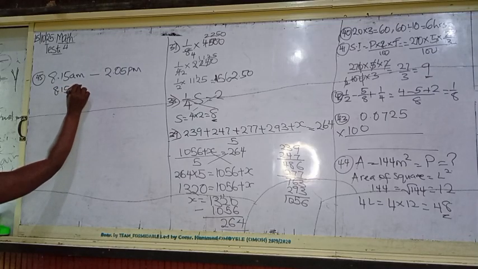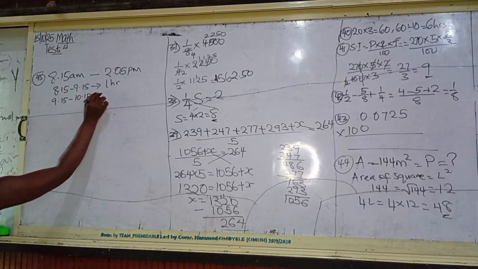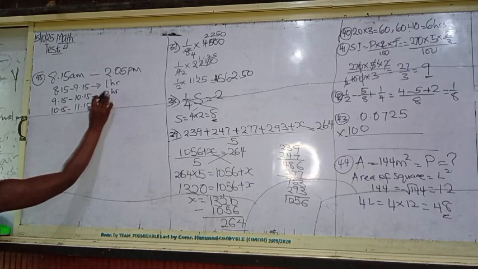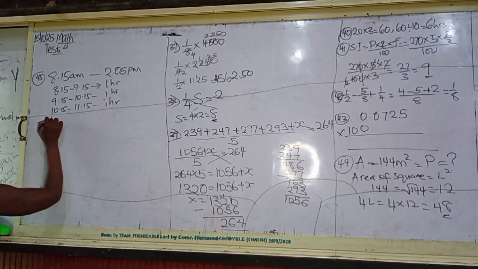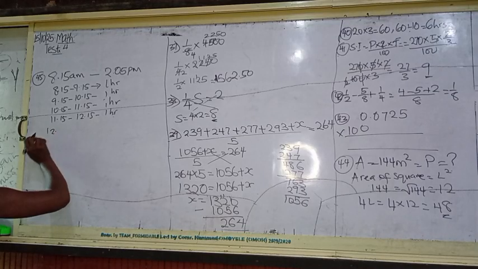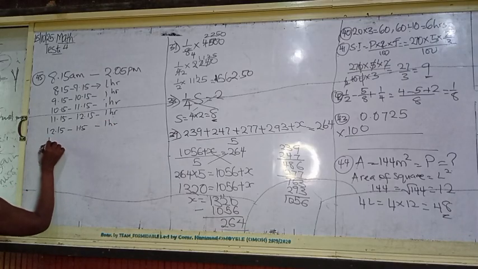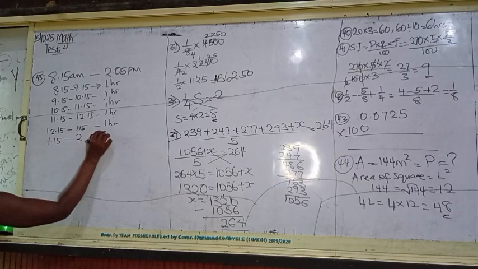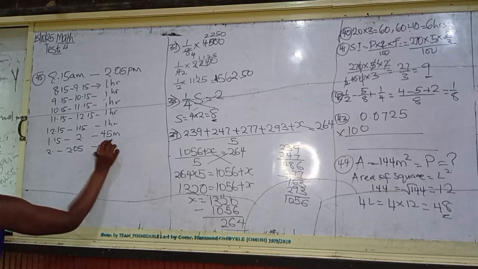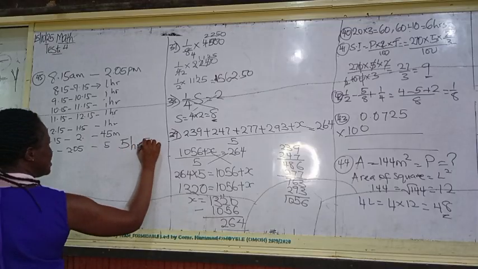8:15 to 9:15, that is 1 hour. 9:15 to 10:15, that's 2. 10:15 to 11:15, that's 3 hours. 11:15 to 12:15, that's another 1 hour. 12:15 to 1:15, that's another 1 hour. 1:15 to 2, that is 45 minutes. And from 2 to 2:05, that is 5 minutes. So we have 1, 2, 3, 4, 5. So we have 5 hours. 45 plus 5, that is 50 minutes.